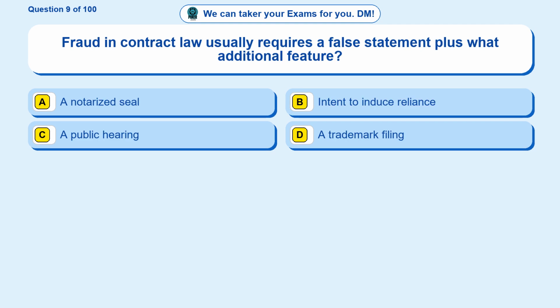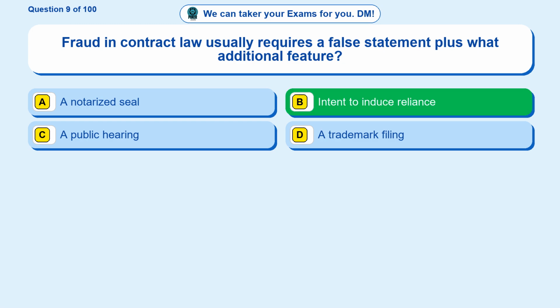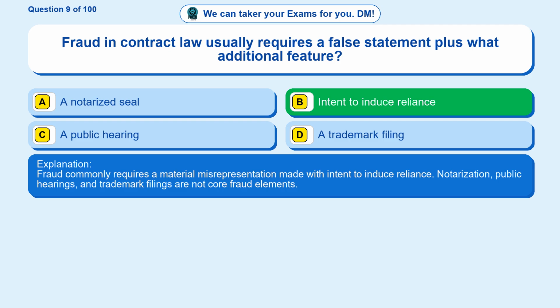Question 9. Fraud in contract law usually requires a false statement plus what additional feature? Option A. A notarized seal. Option B. Intent to induce reliance. Option C. A public hearing. Option D. A trademark filing. The correct answer is option B. Intent to induce reliance. Fraud commonly requires a material misrepresentation made with intent to induce reliance. Notarization, public hearings, and trademark filings are not core fraud elements.